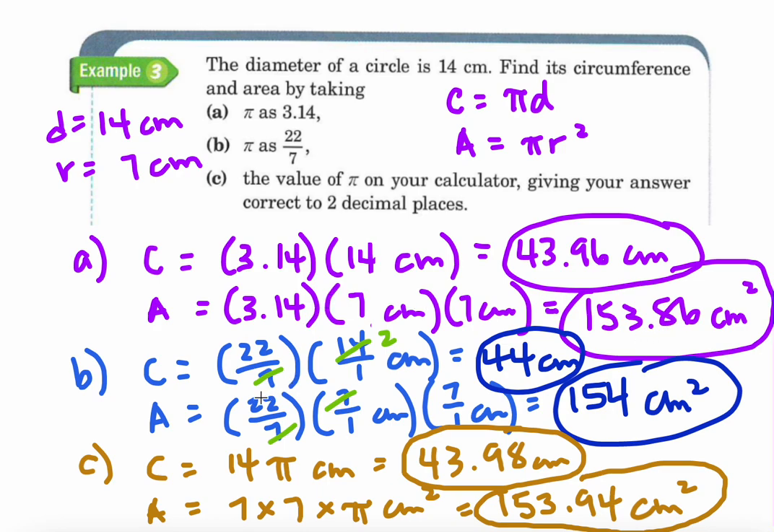And like I said, for the fraction one, it actually was really awesome because I could essentially do that math in my head. And that was only because they were divisible by 7. Sometimes that's not going to happen for you.